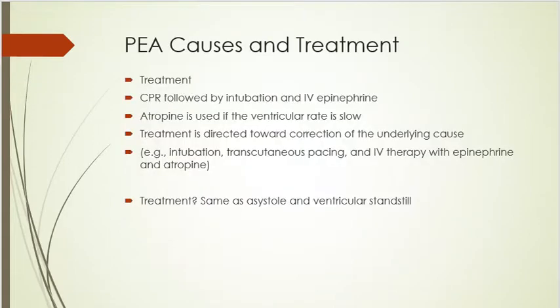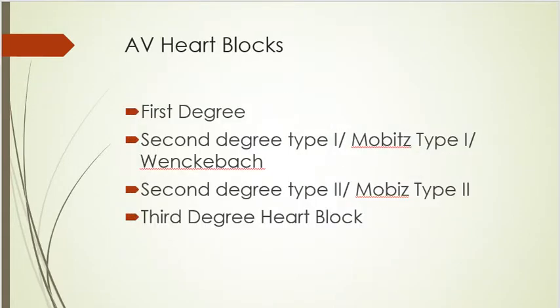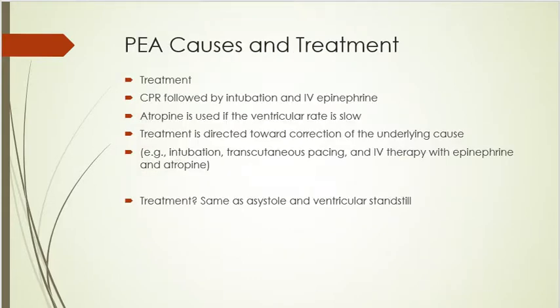And you don't have a pulse, so of course you have to get the CPR started, right? You want to get them intubated. You want to give them some epinephrine. You want to give them atropine if the rate is slow, which most likely is going to be slow. So just consider your treatment for PEA: CPR followed by epi and atropine.